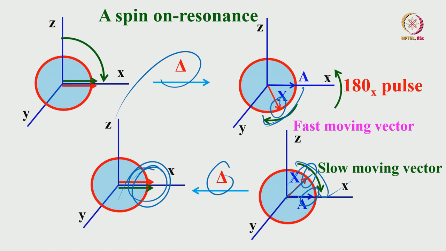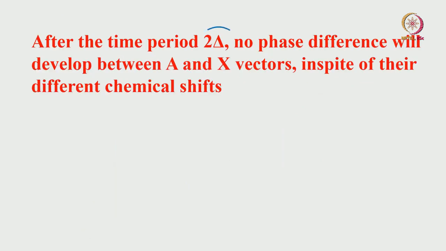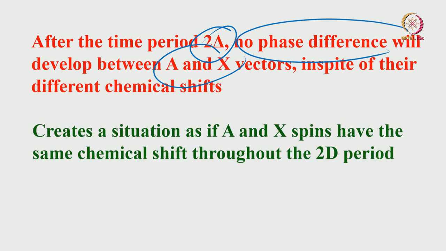What happened over the time now? A has not moved because it is on resonance, forget it. But there was a chemical shift difference between A and X. As a consequence, X was moving. There was an offset. Chemical shift offset was there. That's why it was moving faster or slow, doesn't matter. But with this 180 pulse, after the delay, after two delays, the phase difference between A and X is reduced to zero. They have two different chemical shifts. In spite of it, they come out of the same place. Now it appears as if there is no phase difference at all. That means there is no chemical shift difference between A and X.